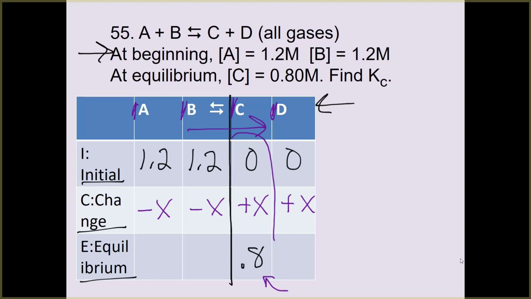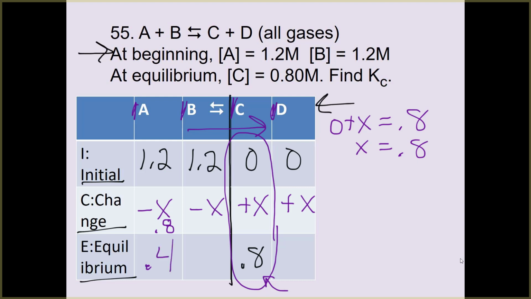So you're going to look at one column, and it's going to be a little algebra problem. 0 plus x equals 0.8 in this case. So what does x equal? X equals 0.8. So now I can solve for x. So look on the first column for A. So 1.2 minus x, which is 0.8, and I'm going to get 0.4. And then let's look at B. B is going to be the same number.